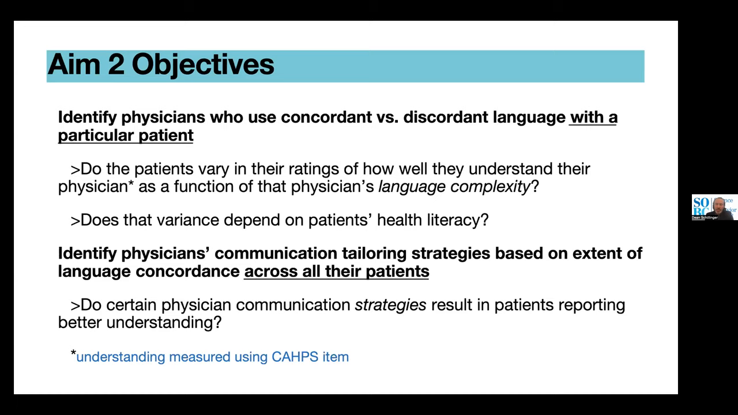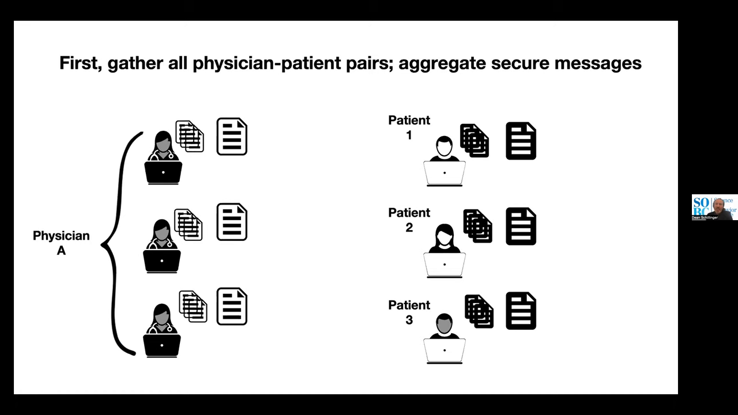So first, we gathered all the physician-patient pairs in the sample by aggregating the secure messages. So here we have physician A on the left. She has three unique patients on the right, and they each are generating written content as they exchange thousands and thousands of secure messages over this large sample.